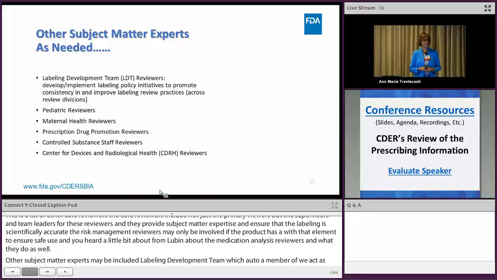We develop and implement policy across CDER as well, pertinent to labeling, of course. Some of the other reviewers on this list may be involved. CDRH reviewers, for instance, may be involved for a product that's indicated for use in conjunction with a companion diagnostic.